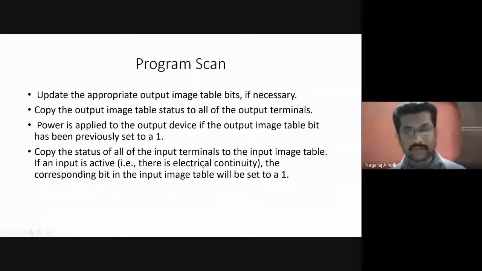Copy the status of all input terminals to the input image table. If the input is active, that is, there is electrical continuity, the corresponding bit in the input image table will be 1. It will be stored as status 1 in the input image table file.